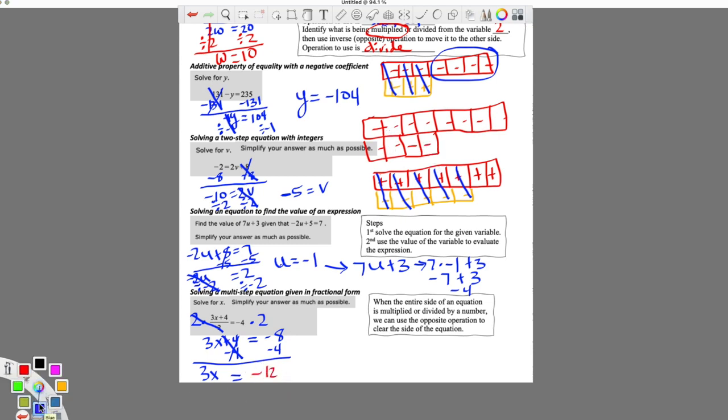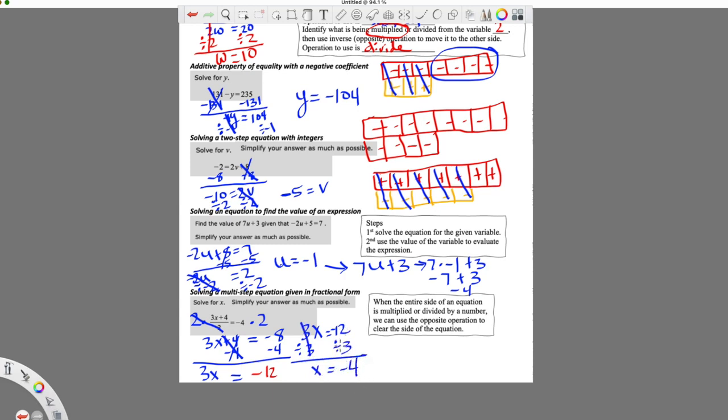So now we have, and I'm going to scooch this over, 3x equals -12. So I'm multiplying by 3. I'm going to divide both sides by 3. X equals -12 divided by 3 is -4.